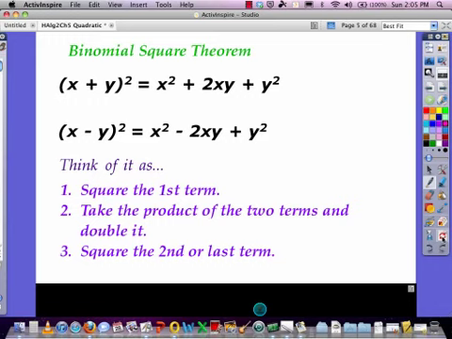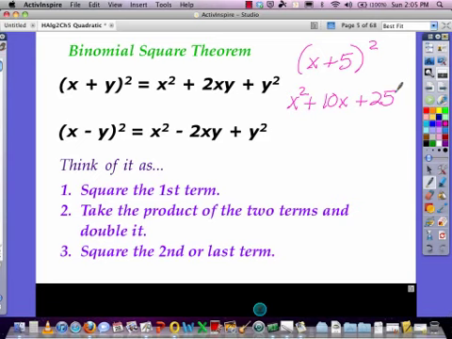So let's do a fairly simple one to start with. X plus 5, the quantity squared. Square the first. Take the product of the two and double it. Square the last. Didn't do any extra combining, nothing. You're done.